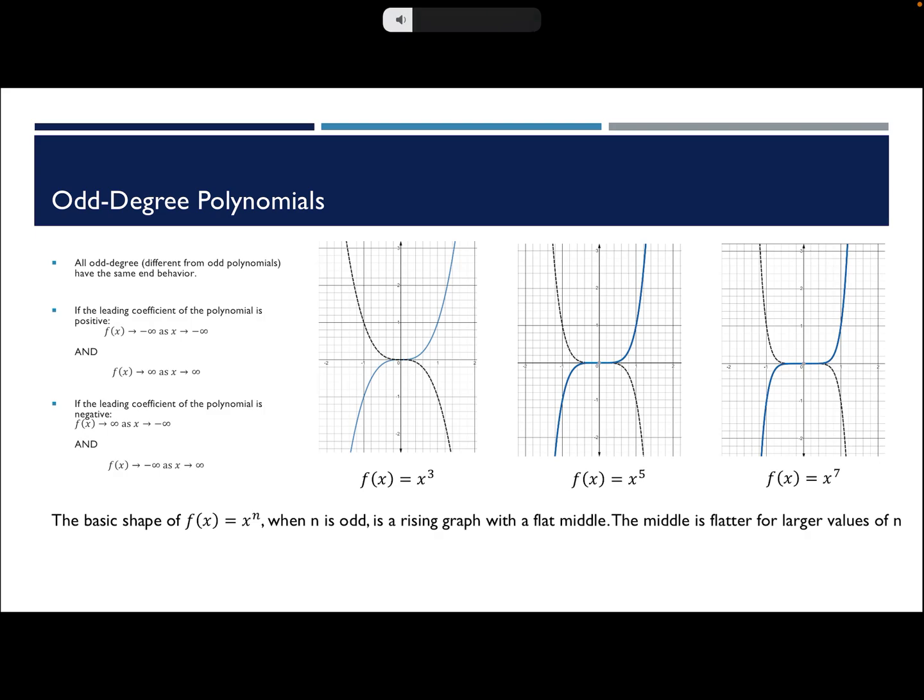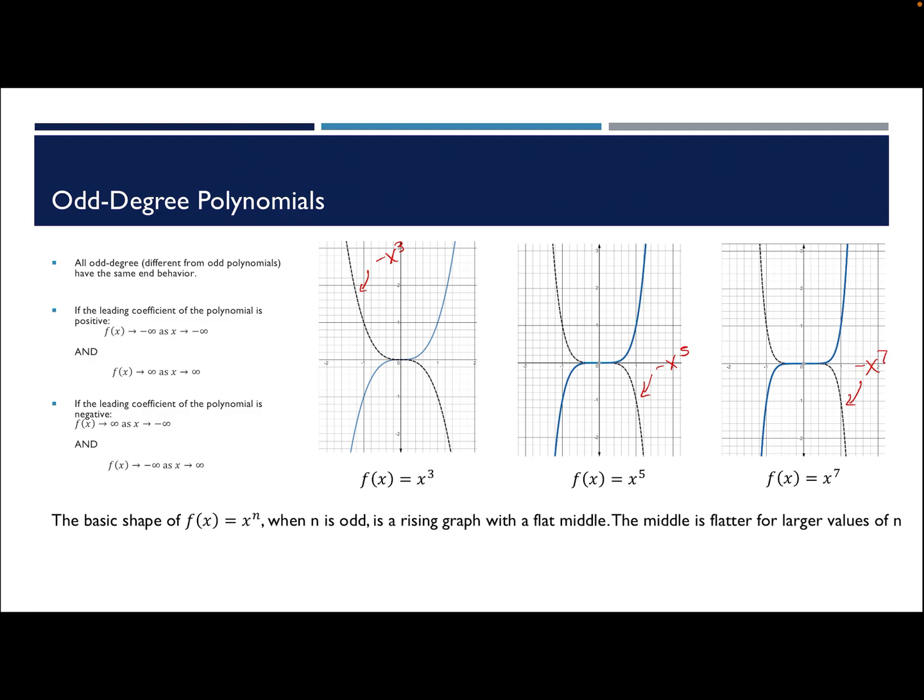For odd degree polynomials, the graphs are going to start low and end high. All of the blue graphs are positive versions of these respective polynomials, and the black graphs are the negative ones. So this is negative x cubed. We have that would be negative x to the fifth, and this graph is negative x to the seventh.